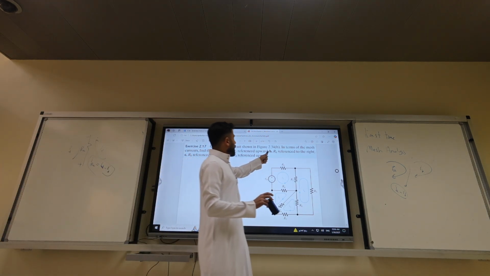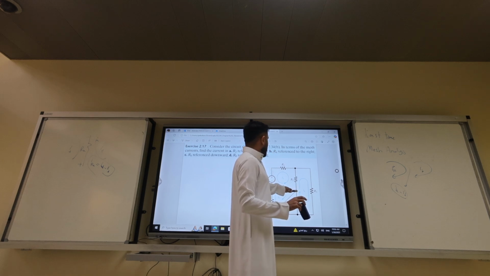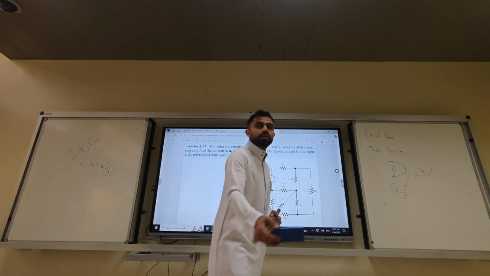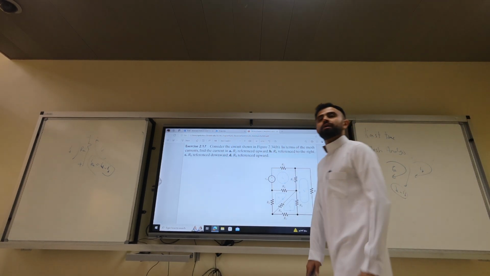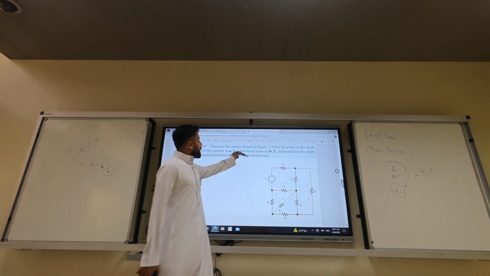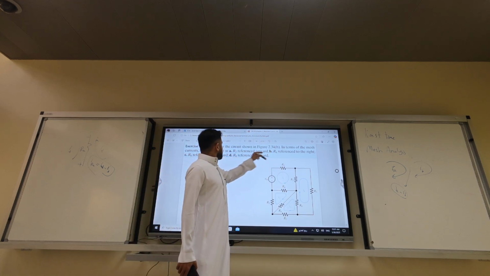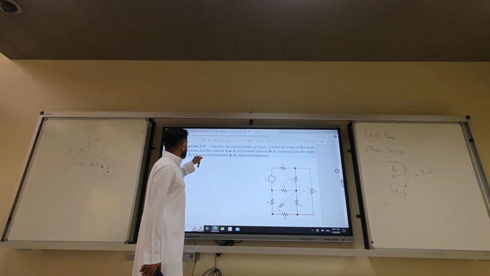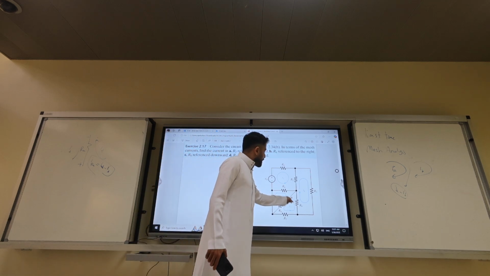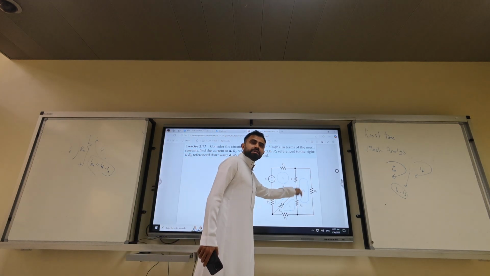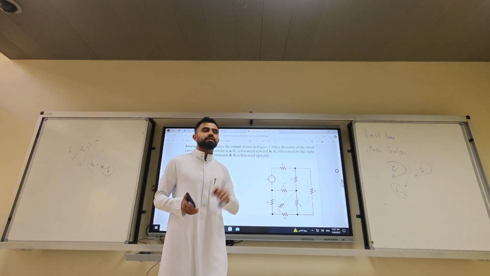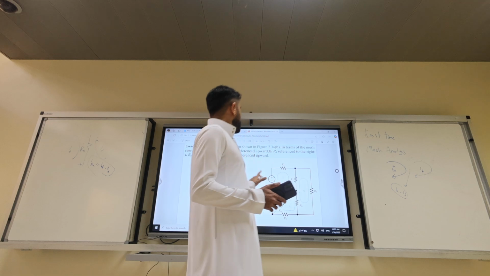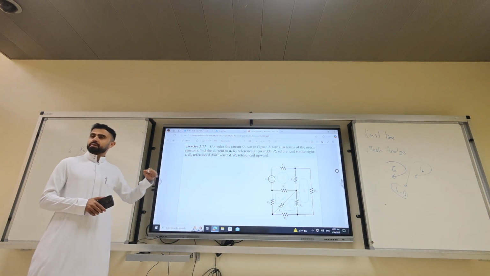Part B, R4 reference to the right. It means it's I2 minus I1, right? Let me check. It's I2 minus I1. How about part C, R8 reference downward? It's going to be I3 minus I4, or IC minus ID. And part D is the negative of it. Any question about this quick exercise?